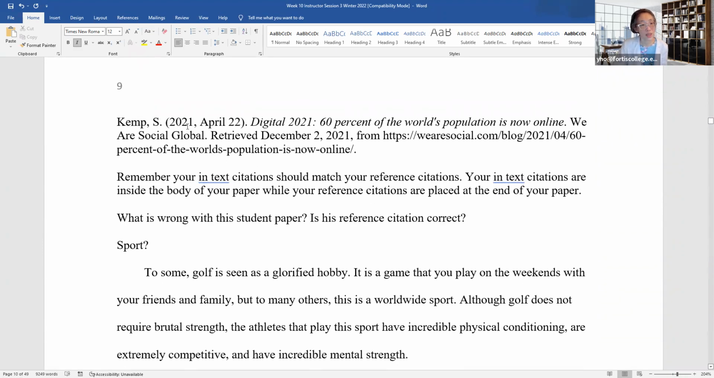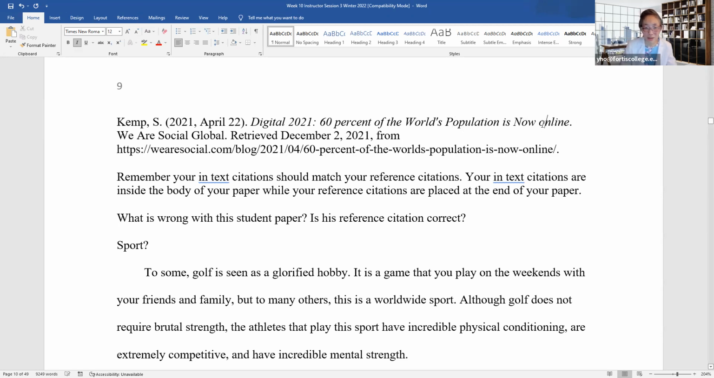You have the author's name, the date, then you have the name of the title. Here you have a mistake. What's wrong with her title? There's no capitalization? Exactly. So this person forgot to capitalize "world" and "population." And then do we write out 60% like this in a title? It doesn't look right. So you could put in "60% of the World Population." It just looks better that way.